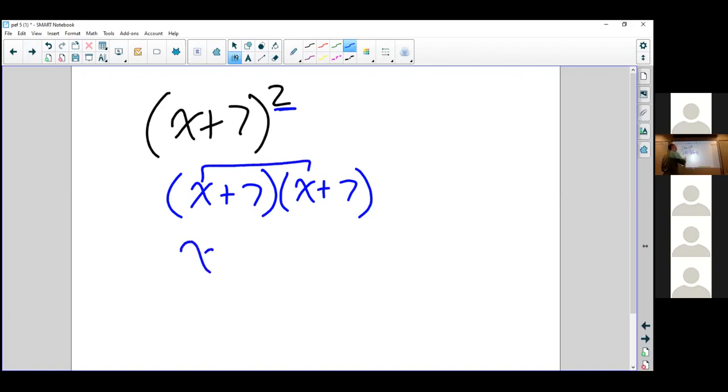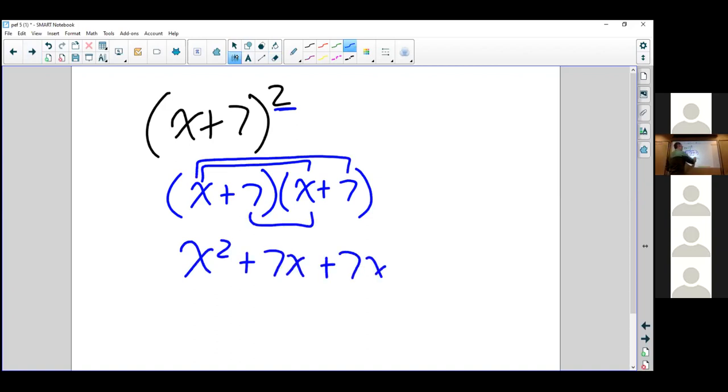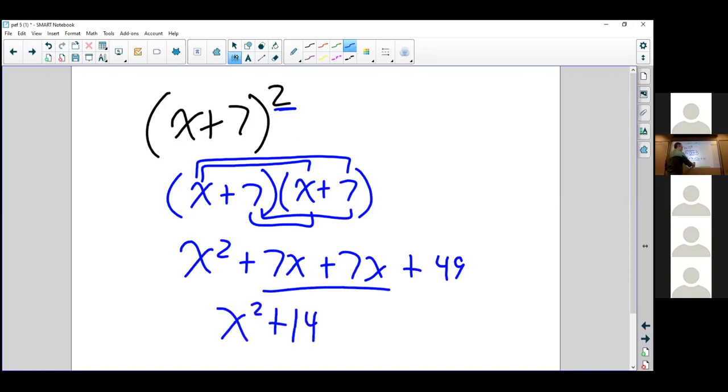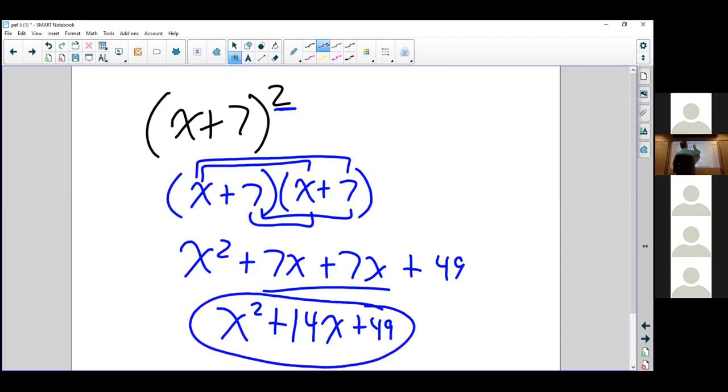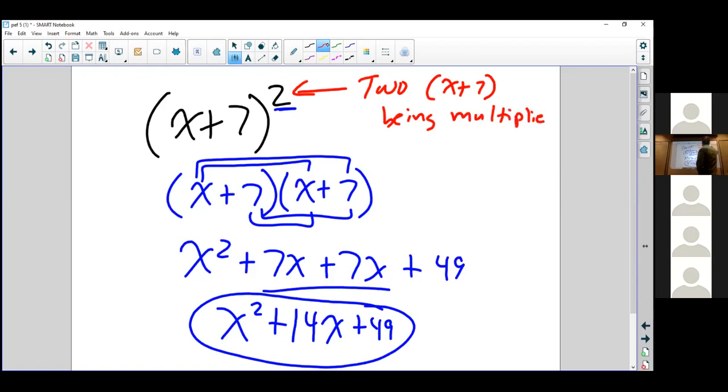So then when I multiply it, I'm going to get x squared plus 7x plus 7x plus 7 times 7 is 49. Those are like terms, so go ahead and add them together. And that's how we do that problem. So the big one is, this means we have 2 x plus 7s being multiplied. For future reference, if that was a 3, that would mean I'd have x plus 7, and x plus 7, and x plus 7 to multiply. But that exponent is a 2, so on and so forth. Okay?